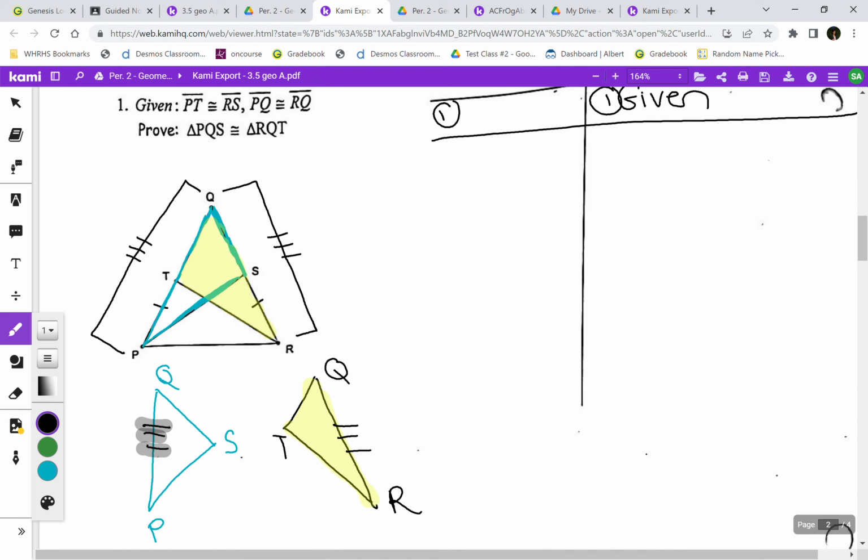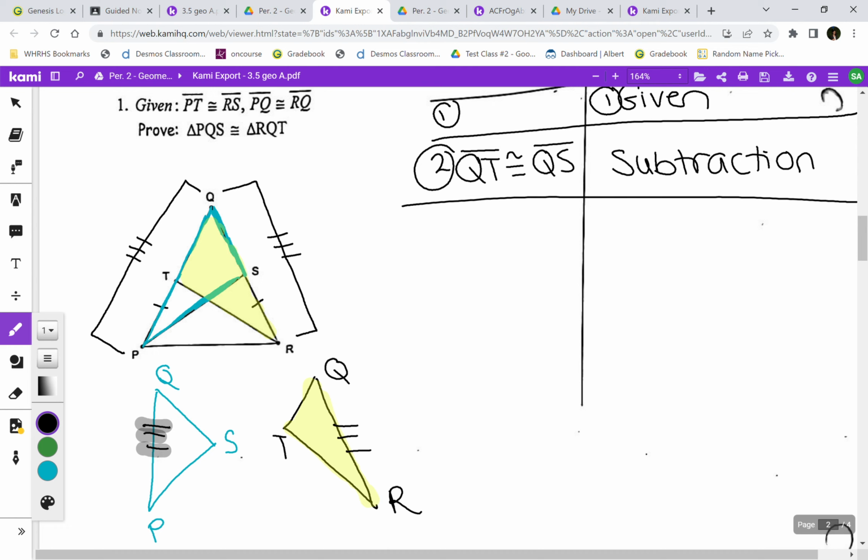Bridget? Subtraction, you got it. I'm going to say that QT is congruent to QS, subtraction. That really helps us. So I'm going to mark it on both triangles. So now we have two sides, an S and an S. SS, is that enough?